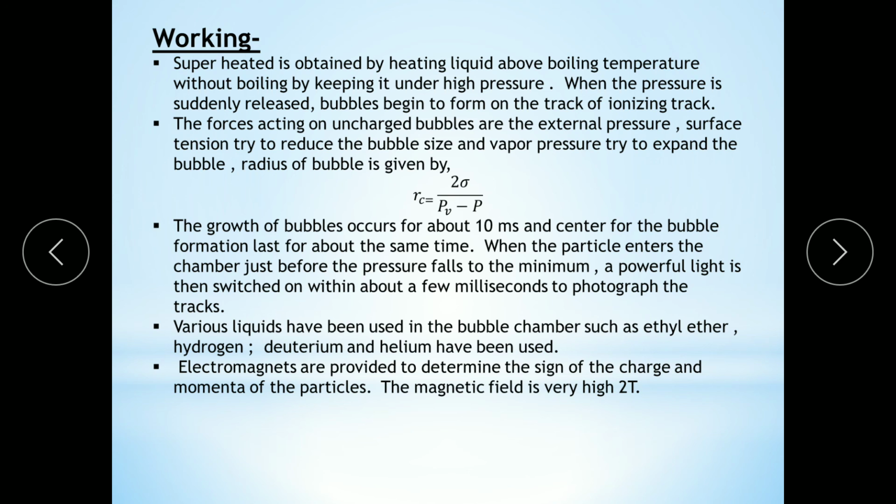Various liquids have been used in bubble chambers, such as ethyl ether, hydrogen, deuterium and helium. The electromagnets are provided to determine the sign of the charge and the momenta of the particle. It means that by using the magnet coils we can find the charge and momenta of the particles. The magnetic field is very high, nearly equal to 2 Tesla. Thank you.